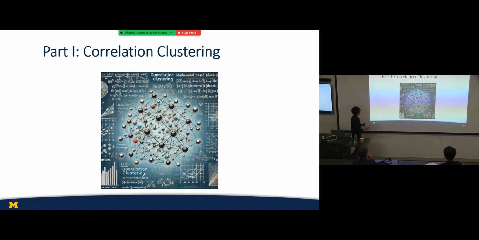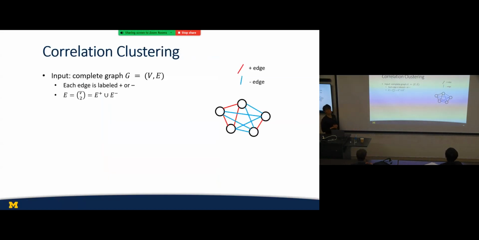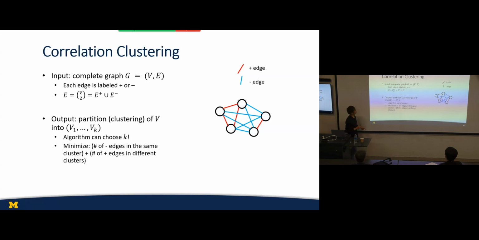Okay, so let's directly define the problem. It's a very simple combinatorial optimization problem. The input is a complete graph G, where each edge is labeled plus or minus. I'm going to use red to denote plus edges, and blue to denote minus edges. Given such a graph, your job is to partition the vertex set into k parts. The crucial thing is that k is not given as an input. The algorithm can choose its own k, so k can be 1 or n. That's up to the algorithm. What it's trying to minimize is the number of minus edges in the same cluster plus the number of plus edges in different clusters.